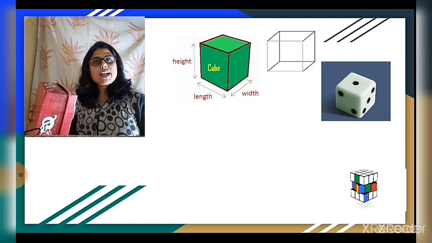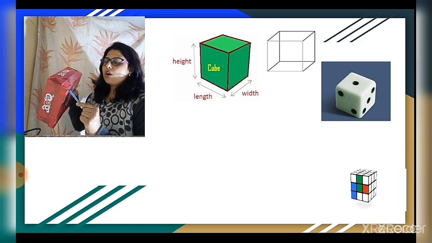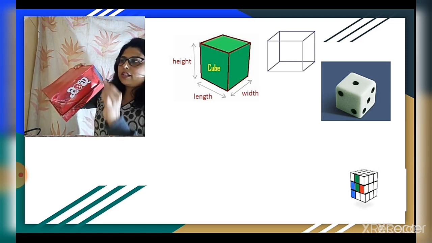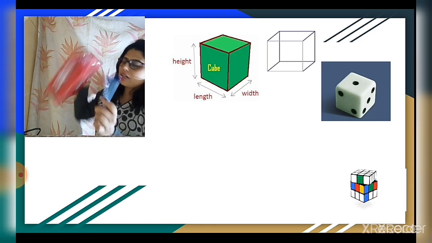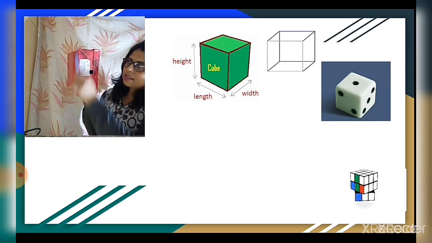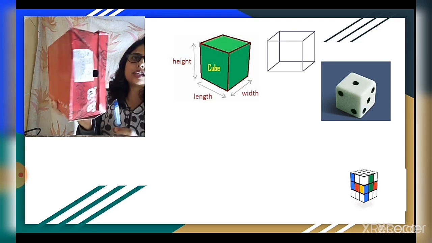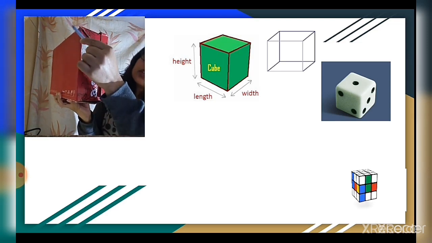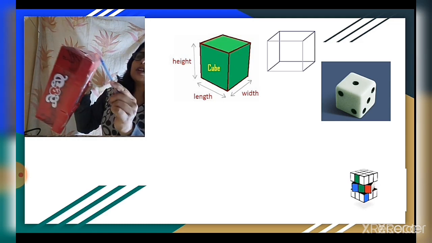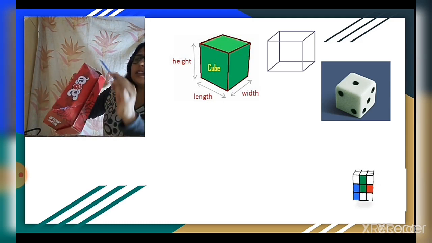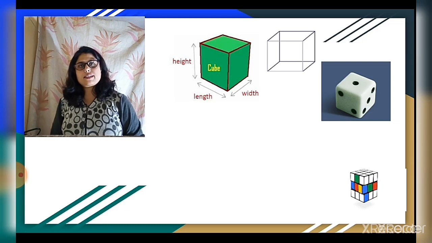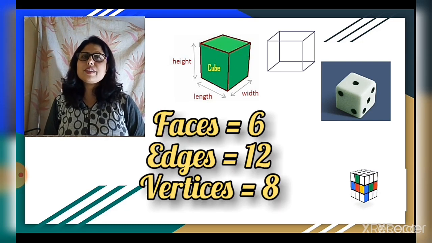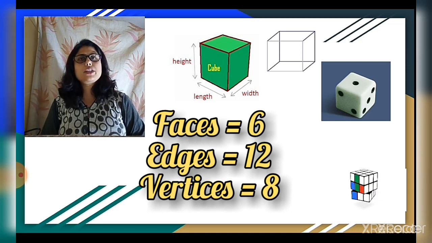Next, vertices. What are vertices? Corners. 1, 2, 3, 4. These corners. 1, 2, 3, 4. 5, 6, 7, 8. One more time: 1, 2, 3, 4, 5, 6, 7, 8. These are 8 vertices. The number of vertices, edges and faces are equal in cube and cuboid, as I told you.